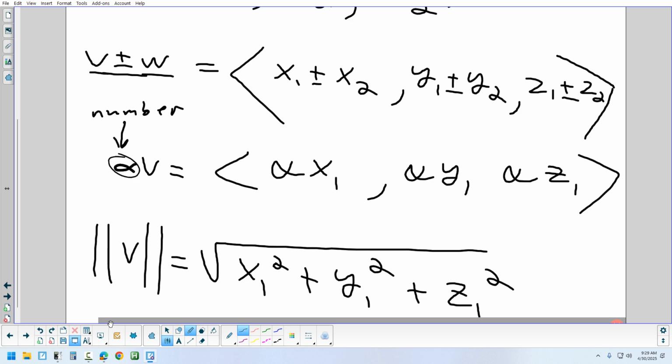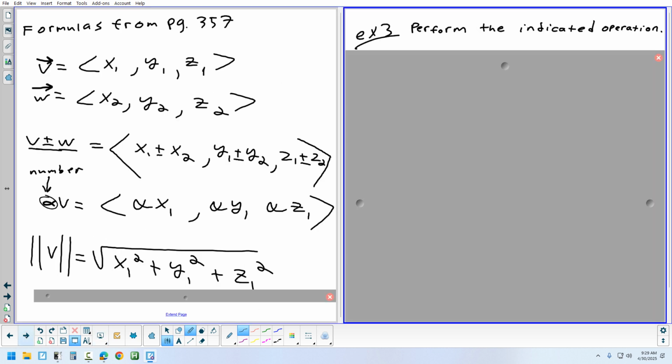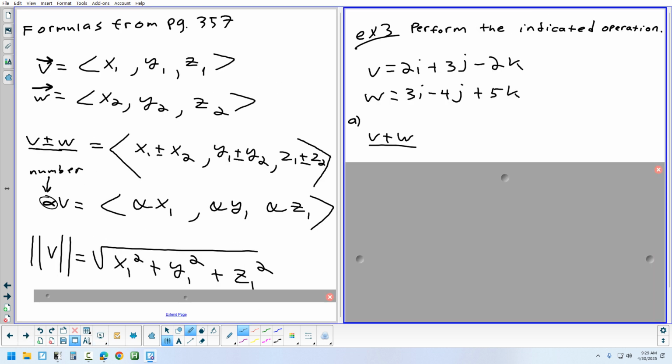All right, so now we'll try a few of those, just adding, scaling, and finding magnitude. Okay, so let's try v plus w. Again, there's no visual. We're just going to add them up numerically. Since they gave us the problem in unit vector form, we'll write our answer the same way: unit vector i, j, and k.